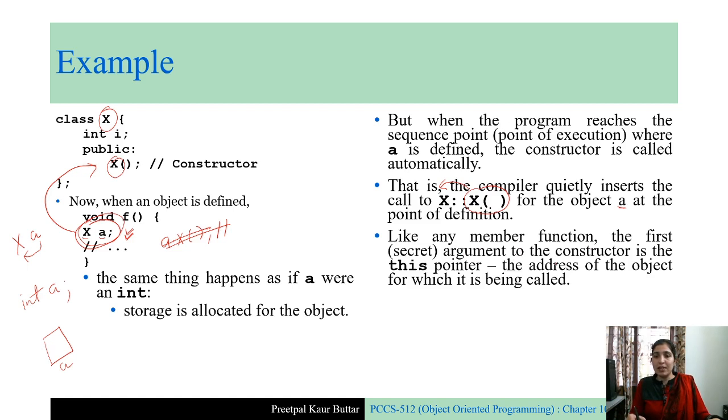secret argument to the constructor is the this pointer. So what happens whenever you are calling a member function? For example, let us take the previous example of the simple class. Simple class had some private data members and some public member functions, that was void set data and void display, suppose. There was something inside the function bodies.